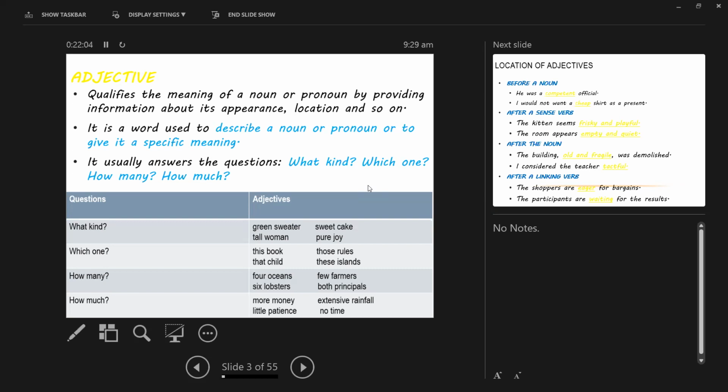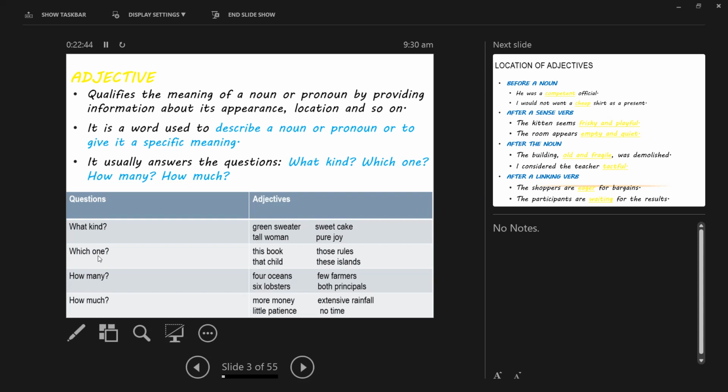Let's check Google. What is the exact definition of joy? A feeling of great pleasure and happiness. Great pleasure and happiness. Okay, so pure joy. The adjective here is pure. Okay, what kind? So the example that I gave earlier is I want you to bring me a book from the bookshelf. So definitely you're going to ask me the question, what kind of book? Then I will start describing using adjectives.